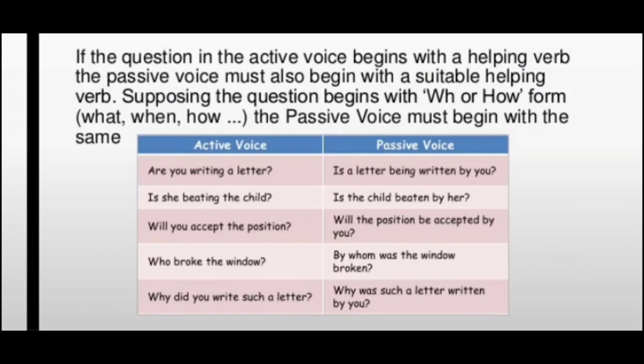Then, why did you write such a letter? Here it starts with the WH word why. Why did is the past tense form, so was should be there. So, why was such a letter written by you? This is the way you need to change an interrogative sentence from active to passive, children.